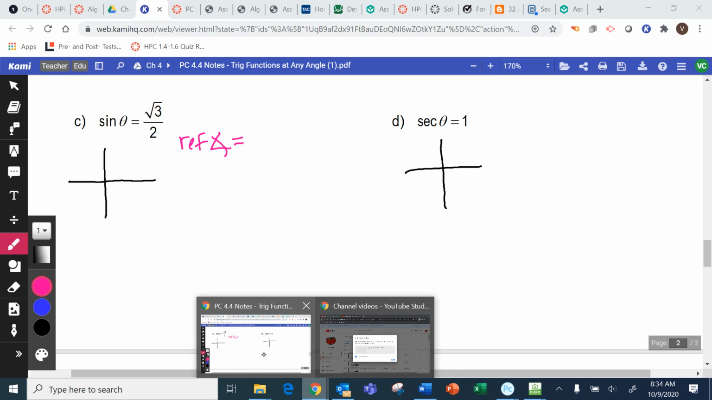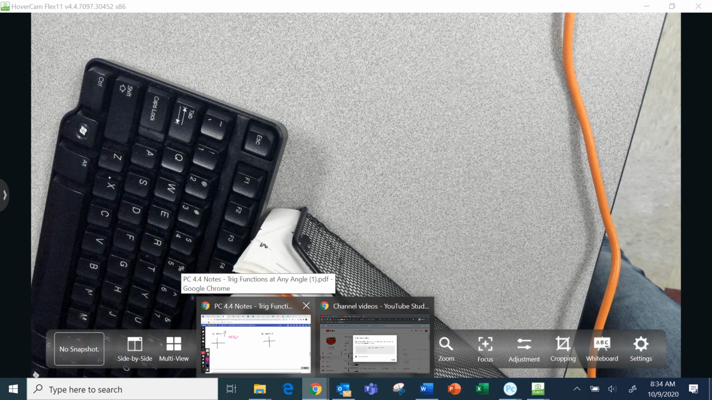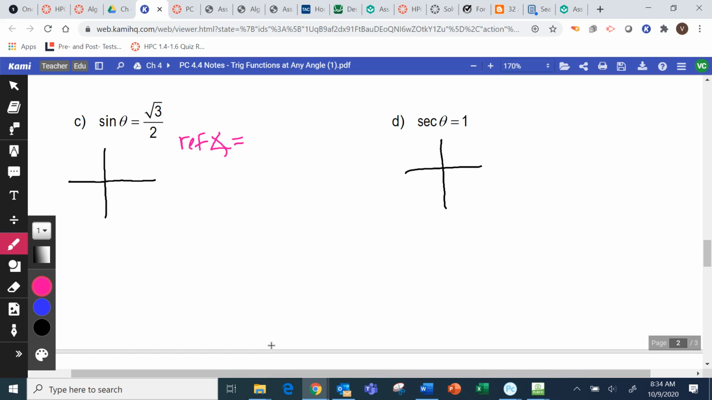All right, so I was walking, and I saw lots of you say, okay, sine is positive in the first and second quadrant, because sine is y, so we go up. That's good. And reference angle: I know that sine of 30 is a half, so this can't be 30. It's got to be 60 degrees.